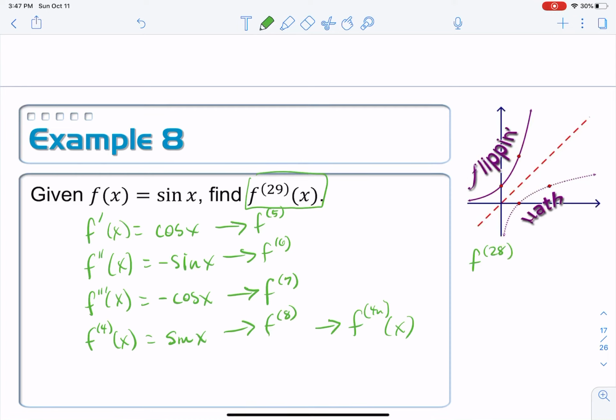of sine x should still be sine x. Then we just need to take one more of those derivatives. The 29th derivative should be cosine x. And then we're done. So this kind of thing that we just did here for you BC kids is going to come in pretty handy whenever we, at the end of the year, do series like Taylor series and Taylor polynomials.